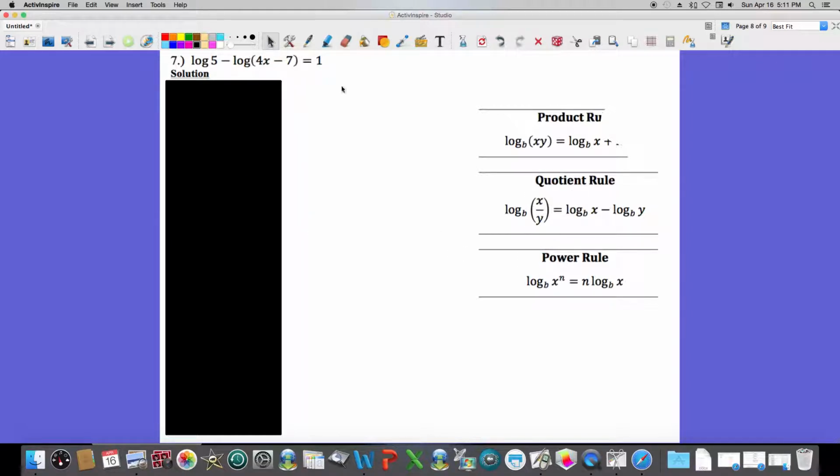I don't know if I said that right. I was just trying to read off that quotient rule, and I don't think I did a very good job of that.